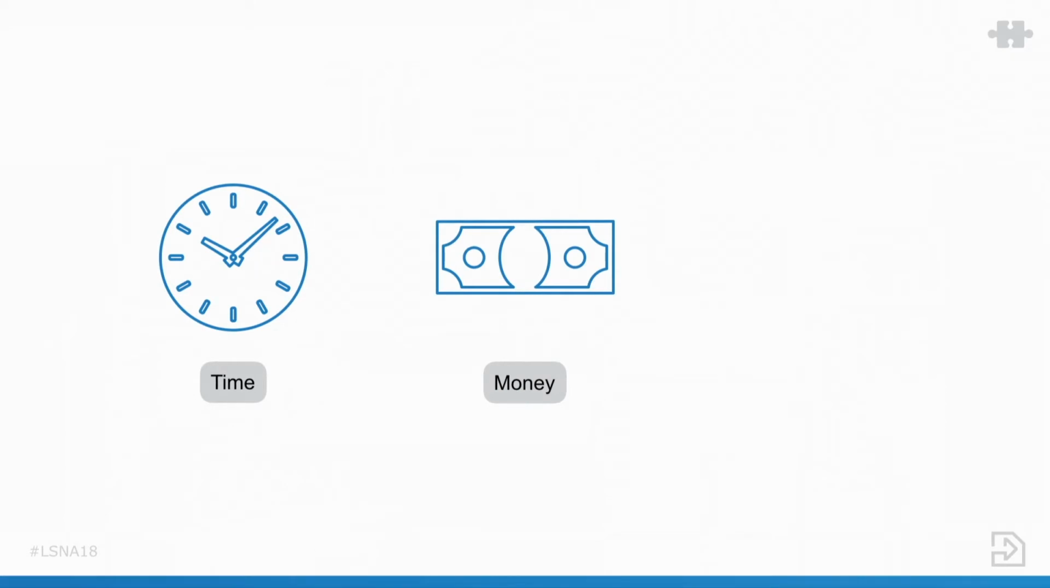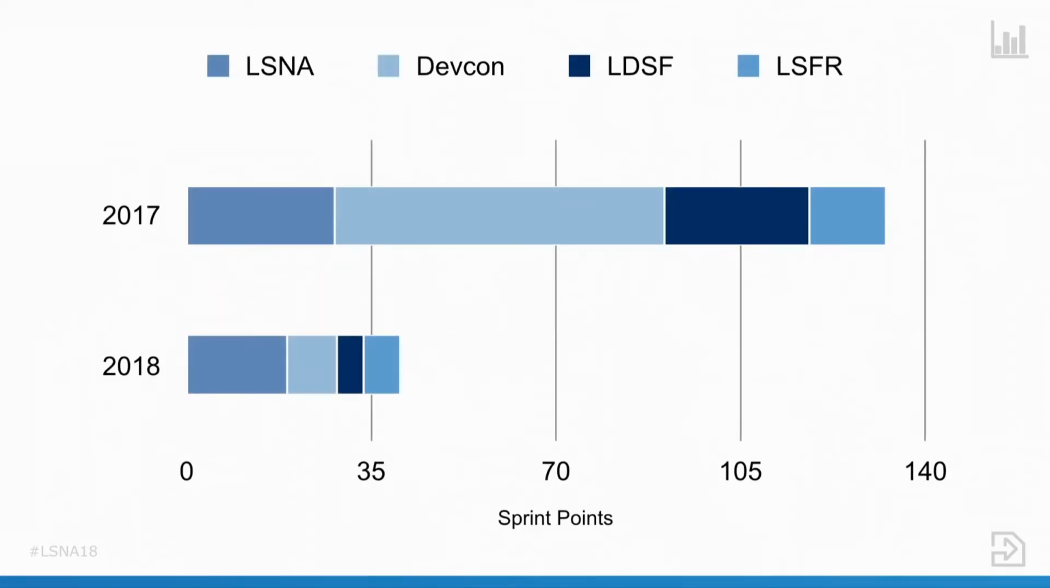Second one was money. So how did we save money in that? This is our sprint points. So we work agile and sprint. So a sprint point is basically just resources. It's not hours, but roughly how much time or effort it takes for a dev to complete a ticket. And in 2017, this is how much effort we spent on events. And in 2018, it dropped very dramatically.